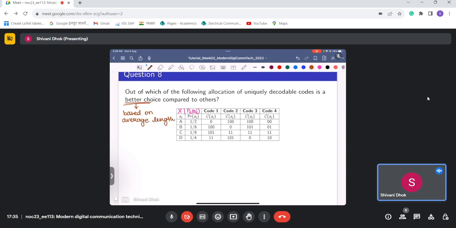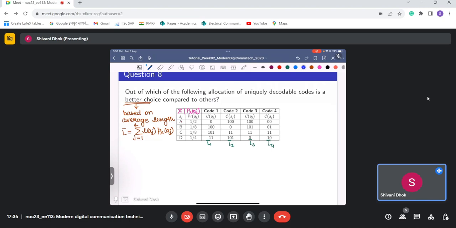Okay, and this average length, as we have done in the previous one, is given by the formula, summation over J equal to 1 to M, where M is 4, of length of AJ into probability of AJ. Let's say the average length for code 1 is L1 bar, for code 2 is L2 bar, for code 3 is L3 bar, and for code 4 is L4 bar.